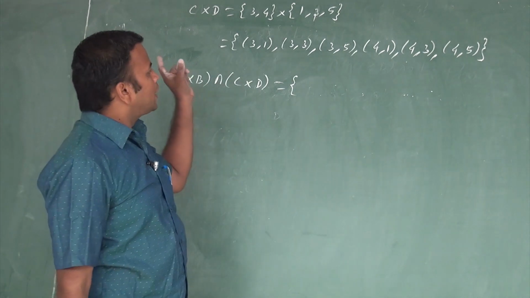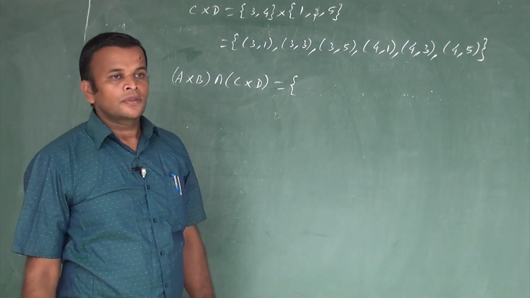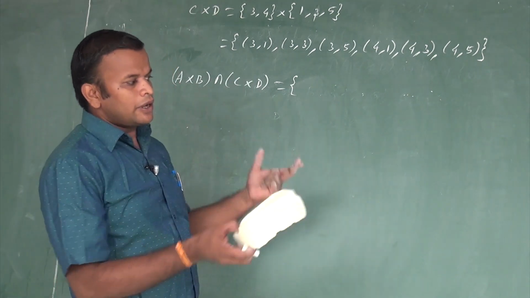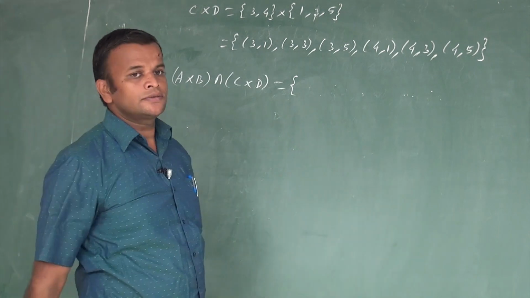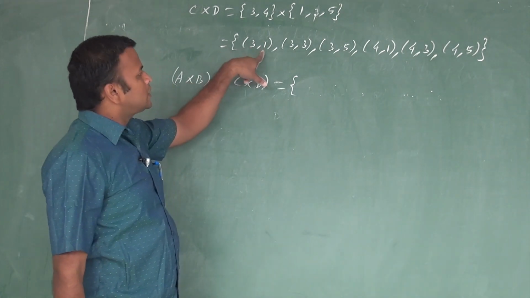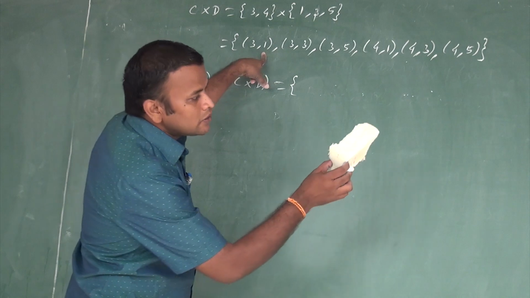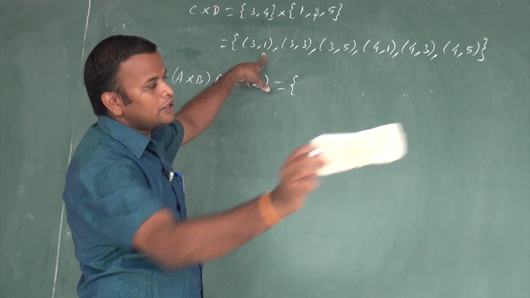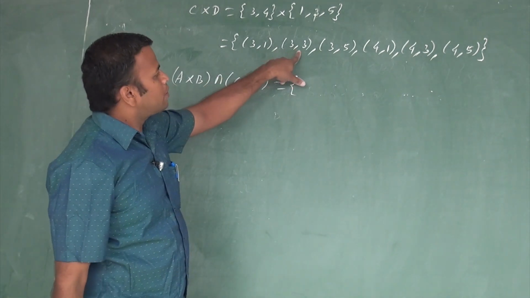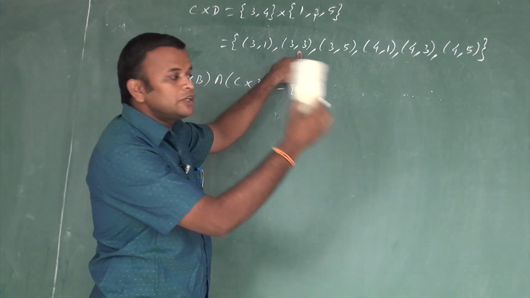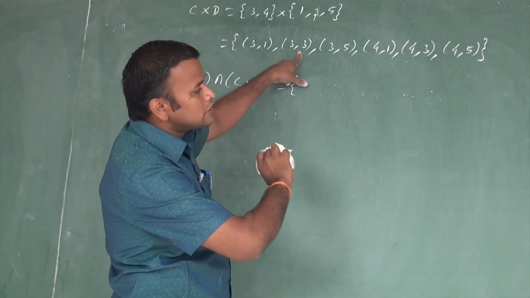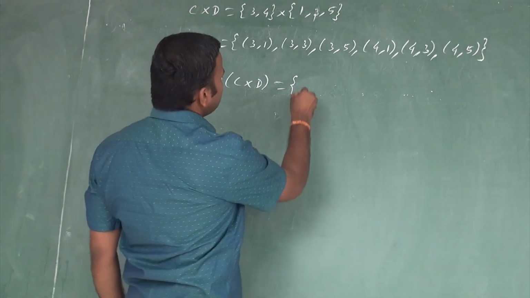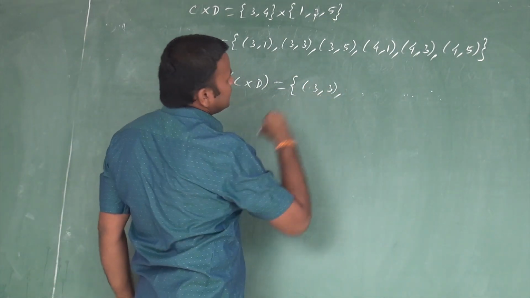Okay, what are the common elements that we identify? Any one of the ordered pairs we can write first. 3 comma 1 lies in C cross D. Does that element also lie in A cross B? 3 comma 1 is not there. Next, 3 comma 3 lies in C cross D. We check in A cross B: 3 comma 3 is there? Yes. So the first ordered pair is 3 comma 3.